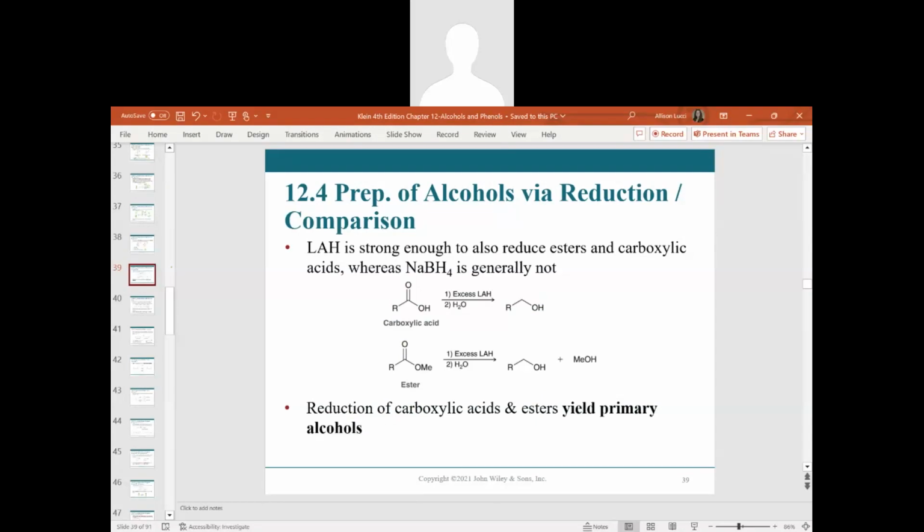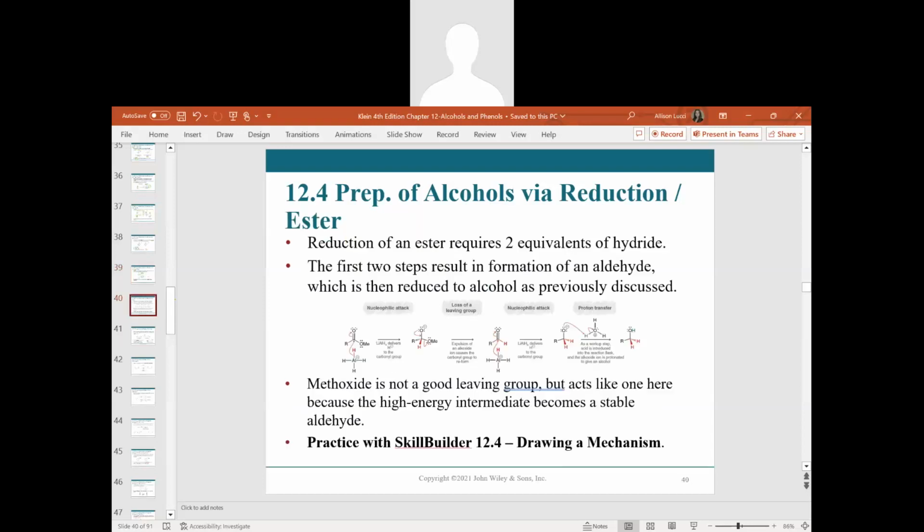So if we have a carboxylic acid or an ester, we could use lithium aluminum hydride to reduce these types of substrates, these types of starting materials, to alcohol. So you can see the same reagents used, excess LAH and water in both of these processes, but they have slightly different mechanisms of action. So let's take a look here.